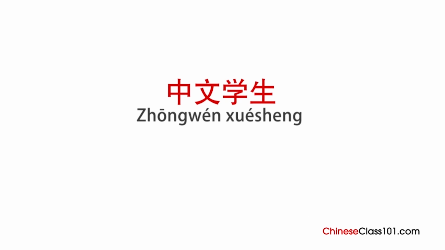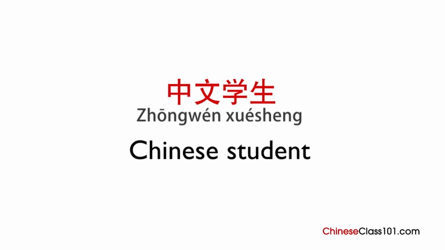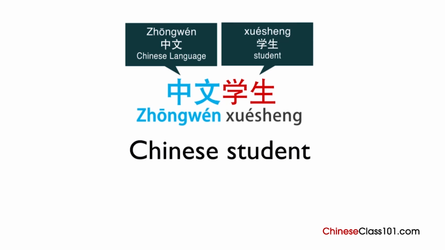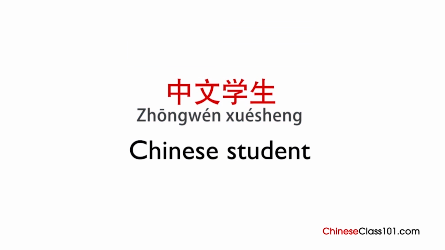When you introduce yourself, you might want to tell people a little more than your name. Again, it's easy. You're learning Chinese, so let's say you want to tell people you're a Chinese student. In Chinese, this is 中文学生. The first word, 中文, is the word for the Chinese language. 中文. Next, we have 学生. This means student. 学生. Altogether, it's 中文学生.